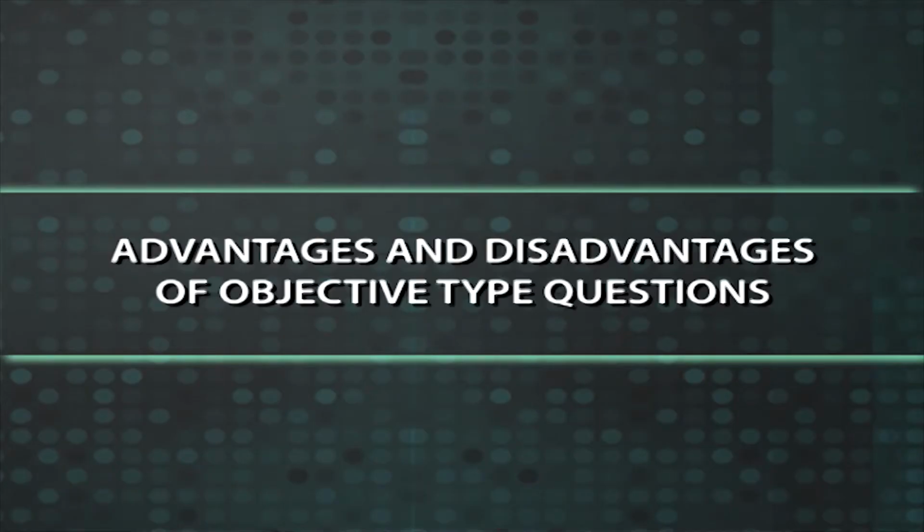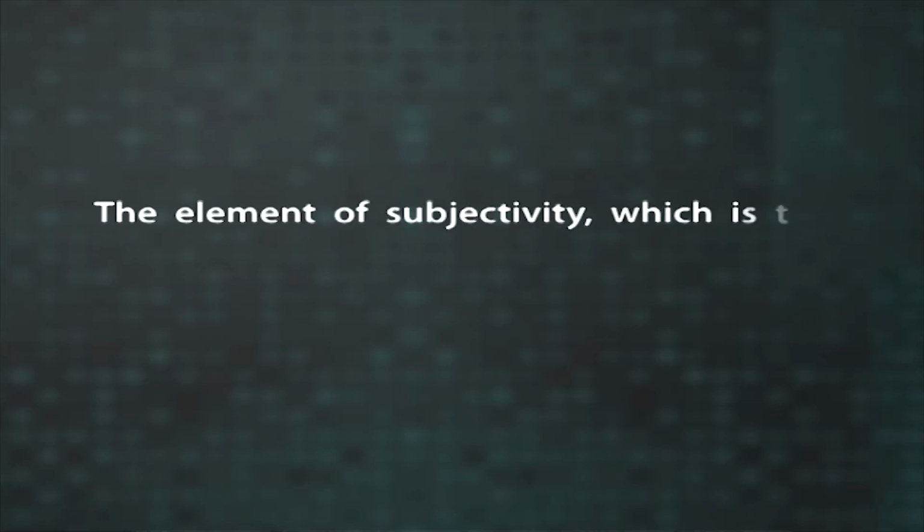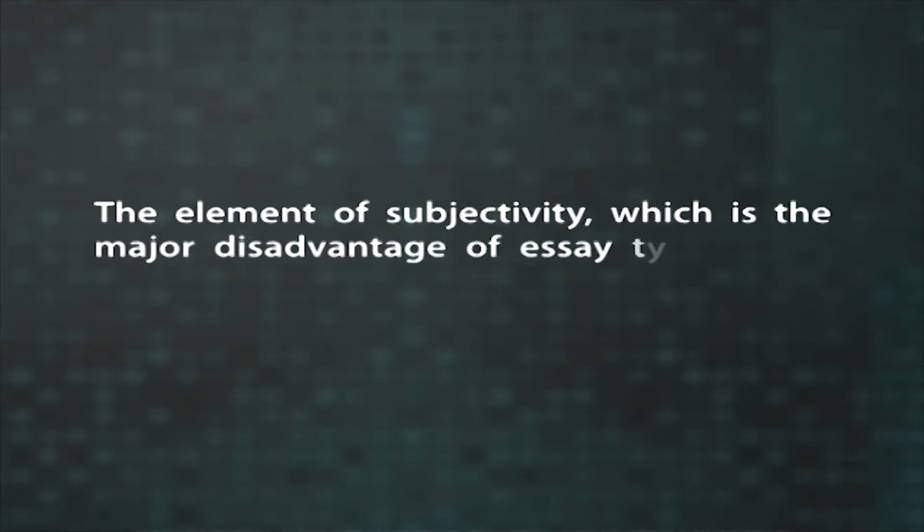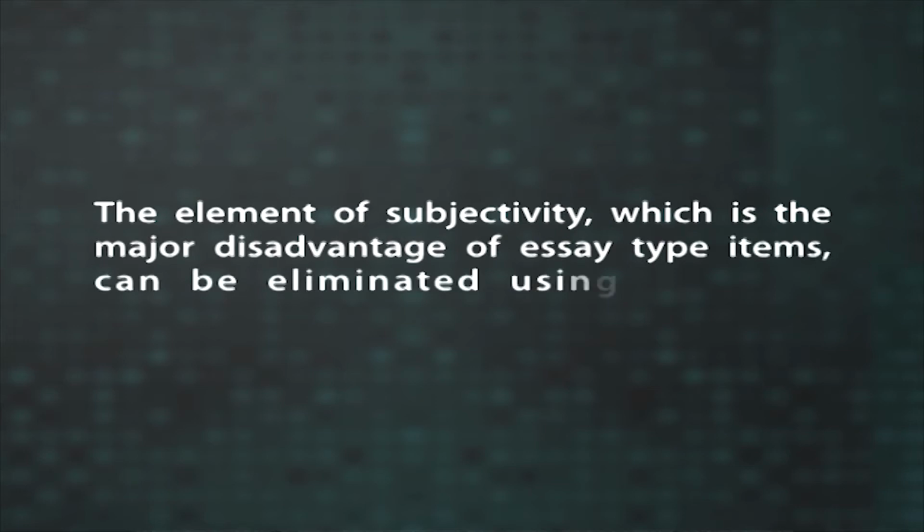Advantages and disadvantages of objective type questions. As we have already seen, objective type questions are answered and scored objectively. The element of subjectivity, which is the major disadvantage of essay type items, can be eliminated using objective questions. However, this type of item has certain limitations too. Let us see what are the major advantages and limitations of objective questions.